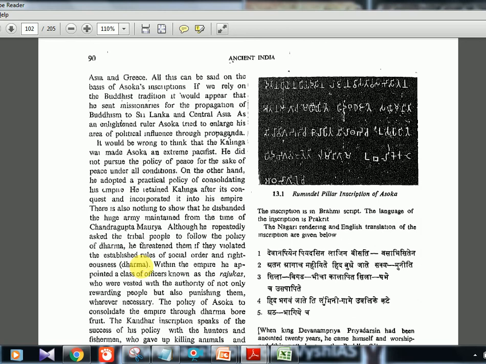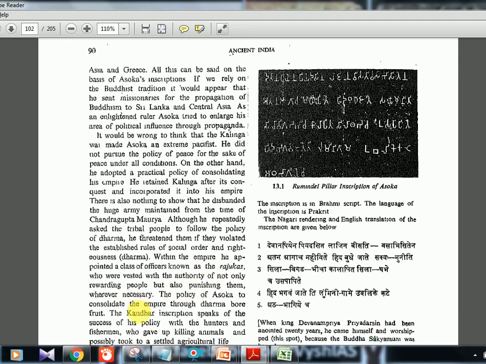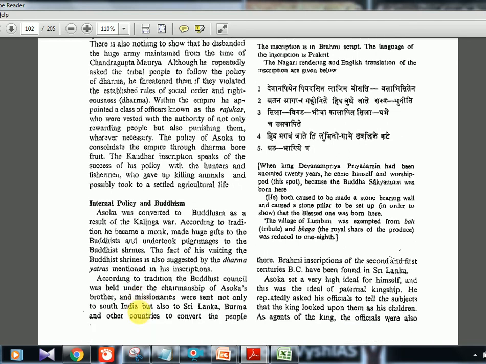So that means violence is not left totally by him. Within the empire, he appointed a class of officers known as the Rajukas. Okay, so you should know this term. Rajukas are officers appointed by Ashoka, who had the authority of not only rewarding people but also punishing them. So to maintain this Dhamma, officers called Rajukas were appointed under Ashoka.